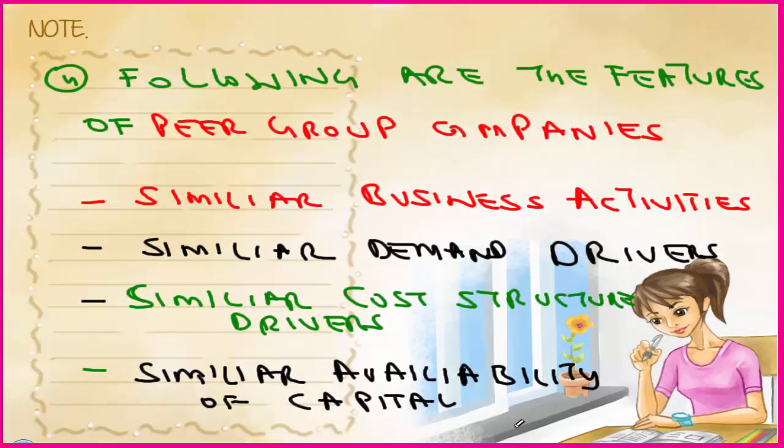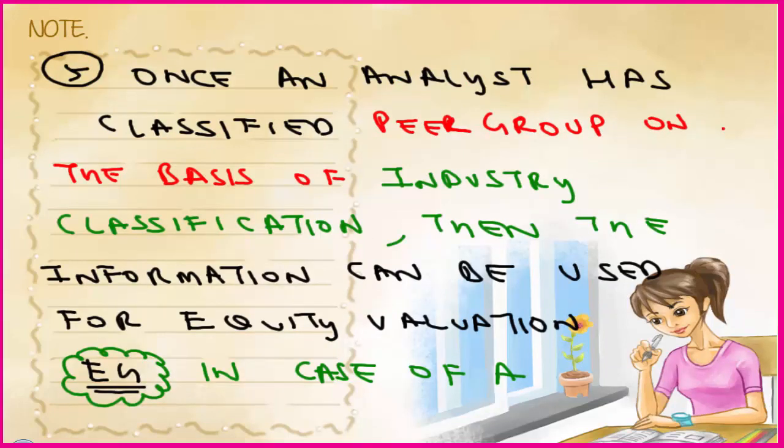Following are the features. Now, what are the features of peer group companies, which I have already discussed? Similar business activities, similar business model, similar demand drivers, similar cost structure, similar availability of capital. So all that is named as peer groups. So please write on the fourth point: following are the features of peer group companies: similar business activities, similar demand drivers, similar cost structure drivers, similar availability of capital. Now we are on the fifth point.